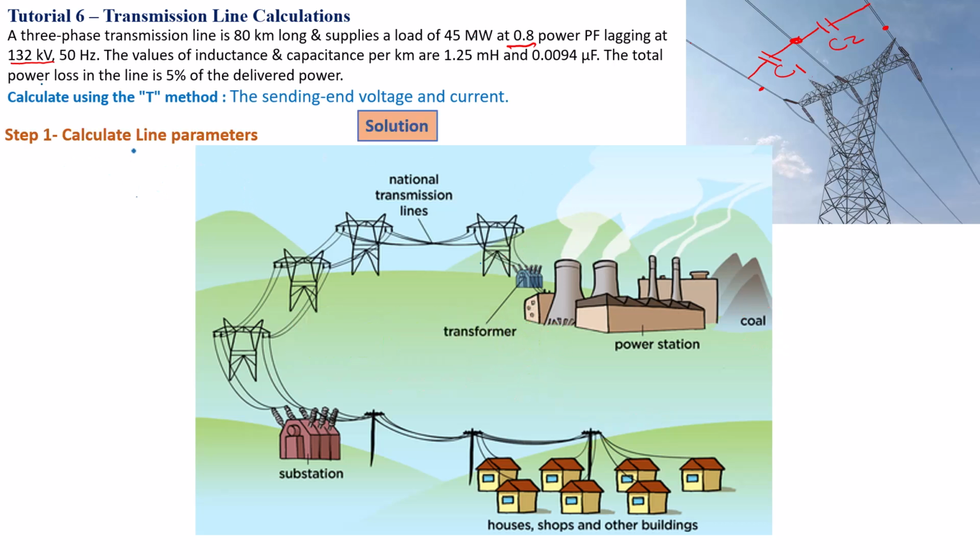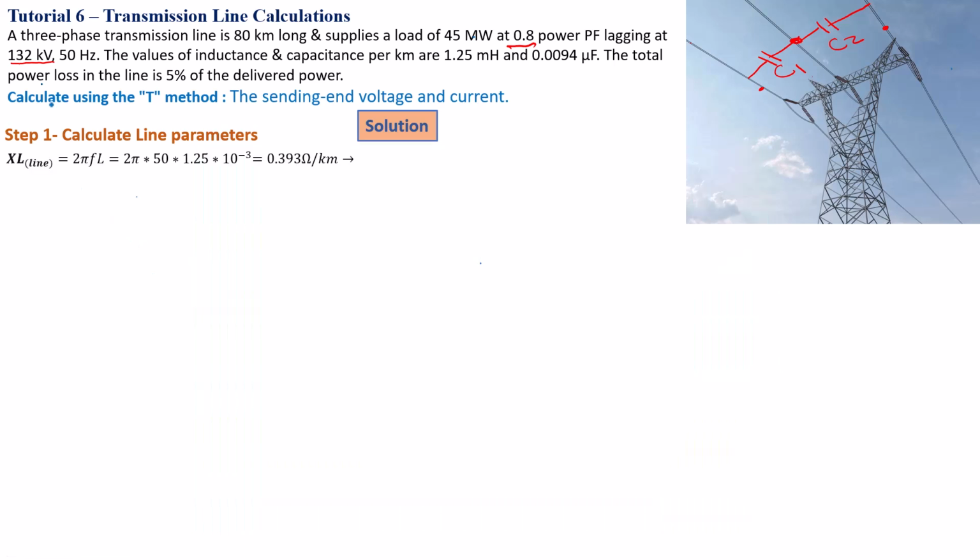Now we're going to solve this step by step. The first step is to calculate the line parameters. We know the inductance has been given to us and the system is running at 50 hertz, so we can easily find the inductive reactance, which is 2πfL, and that is 0.39 ohm per kilometer.